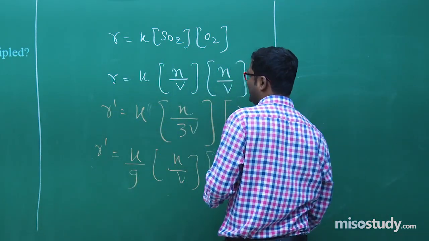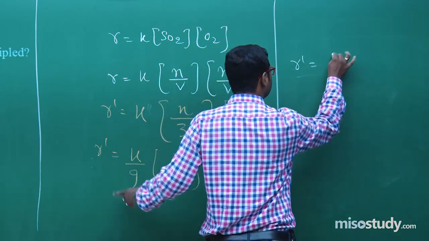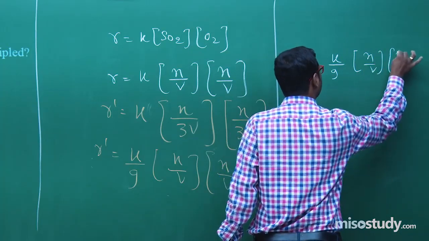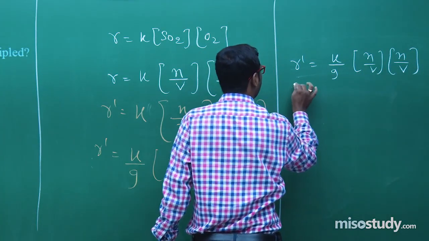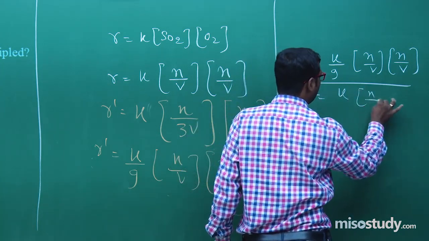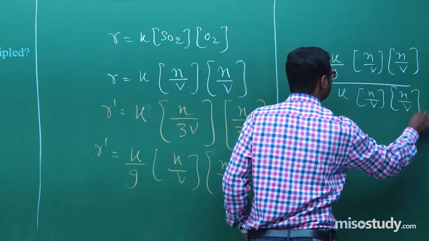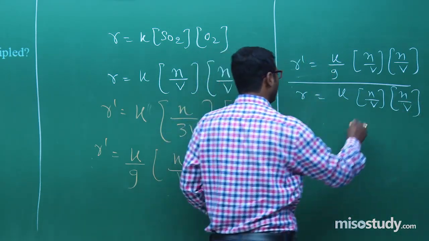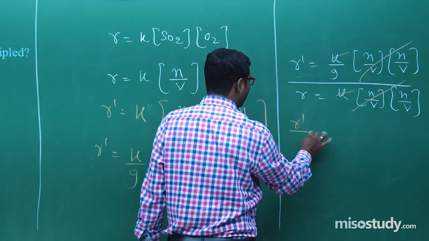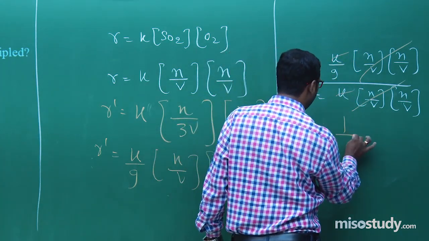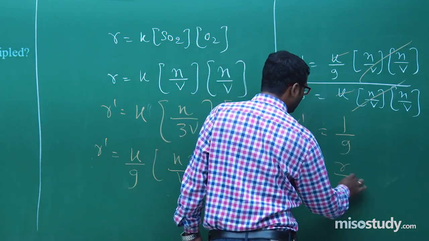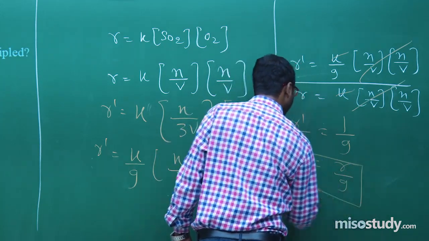You can easily write it like this: the R dash expression is K upon 9, n upon V into n upon V. Clear to you? Now divide by R, which is equal to K, n upon V into n upon V. Yes sir. Now what will happen, sir? It is very simple: this will cancel this one and this will cancel this one. R dash upon R is equal to 1 upon 9. So the new R is equal to R upon 9, 1 by 9 times.